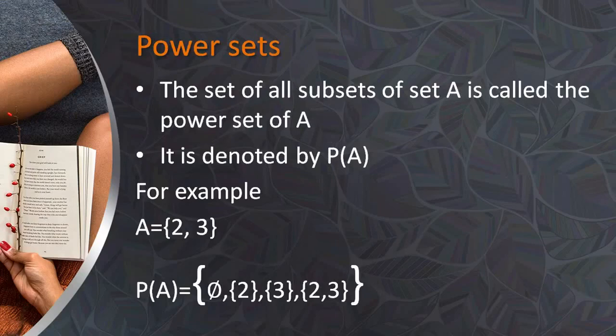Now the 12th one, power set. If A is a set, then the set of all subsets of A is called the power set of A. It is usually denoted as P(A). For example, A is equal to {2, 3}. Then P(A) is equal to {∅, {2}, {3}, {2, 3}}.